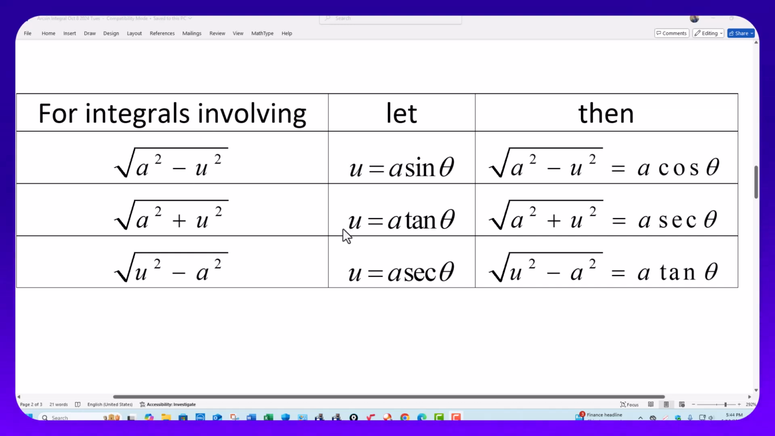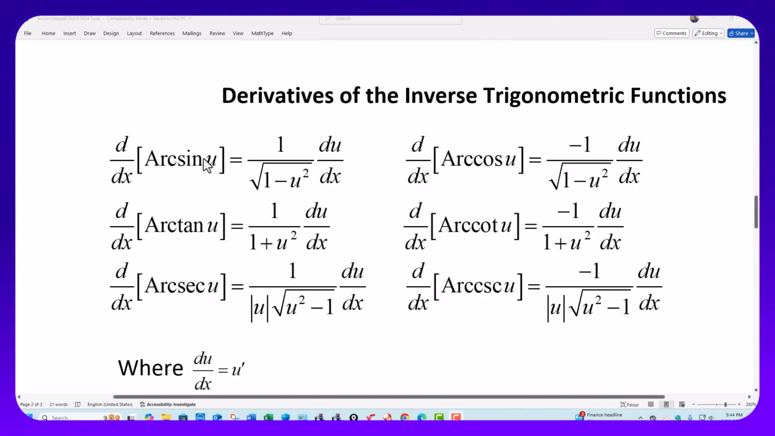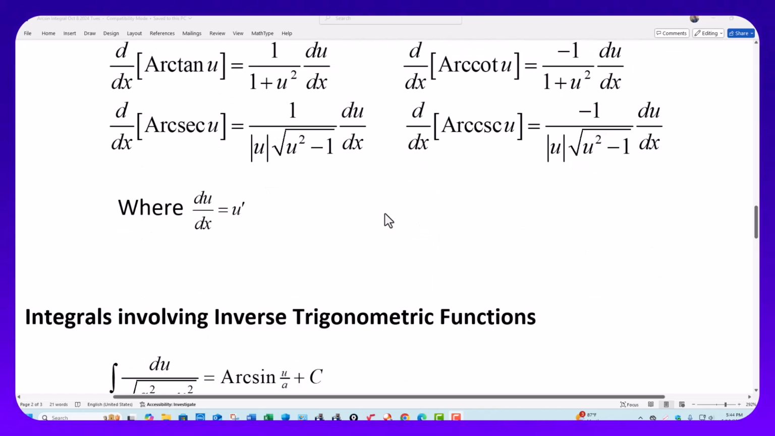These are setups for finding the value of an integral using the trig substitution. Here are the derivatives of the arc trig functions. You see a u, that'll be a function of x. That could be an x squared, it could be 3x. So if you don't know these, pause the video as I go through these so you can take a look.